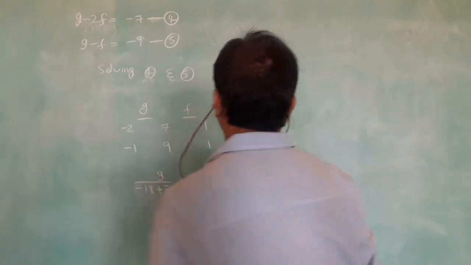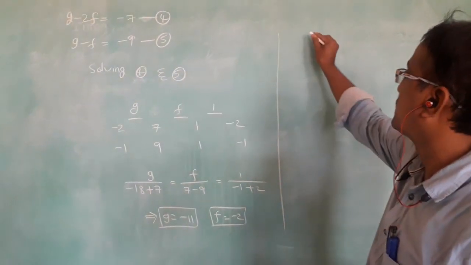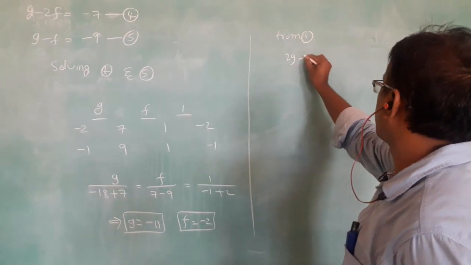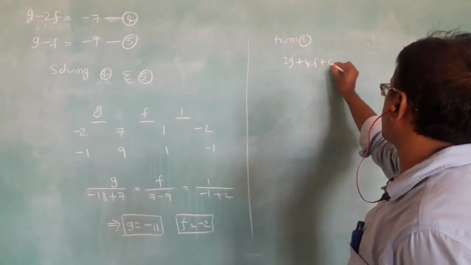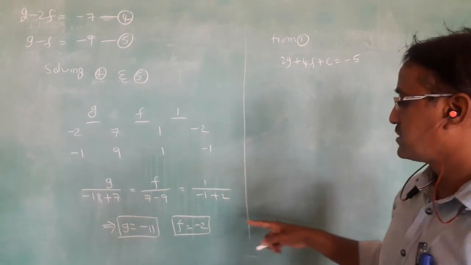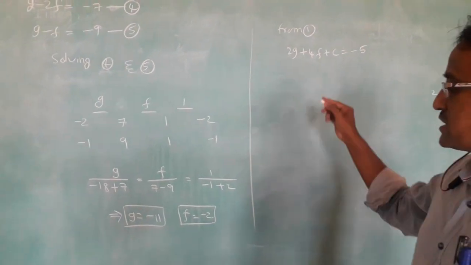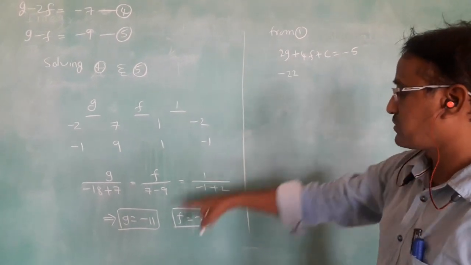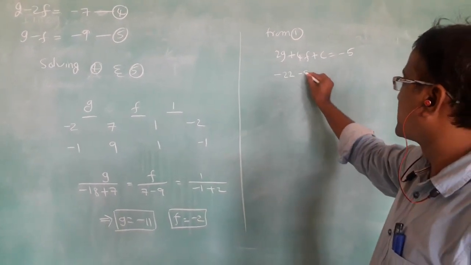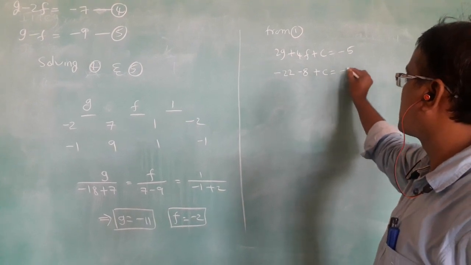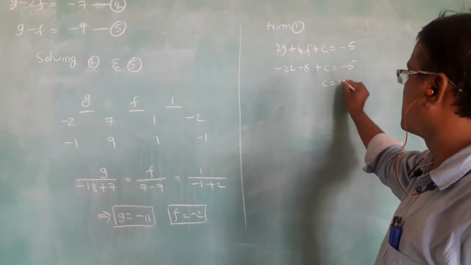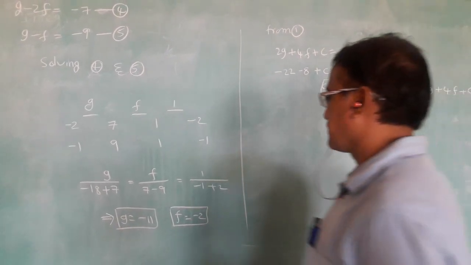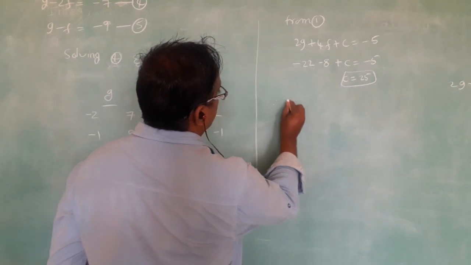Now substitute g comma f in equation 1. From equation 1, 2g plus 4f plus c is equal to minus 5. Substitute g comma f in this equation, you will get 2 into minus 11, that is minus 22, minus 8 plus c is equal to minus 5. So c will be 30 minus 5, 25.